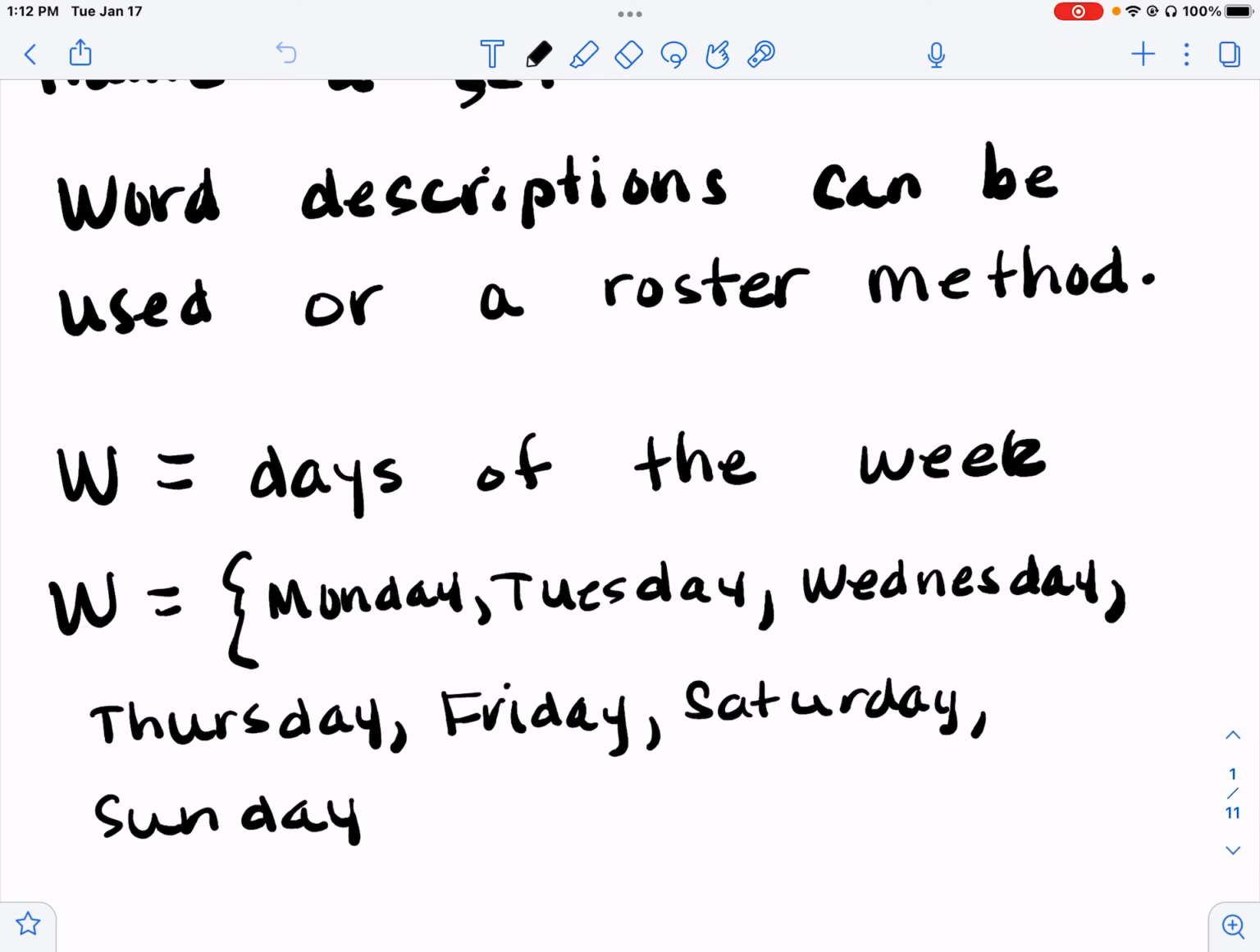That's a description. W equals, okay, that curly looking thing is for sets, which means things that are in a group. Monday, Tuesday, Wednesday, Thursday, Friday, Saturday, Sunday. Okay, it should have a close.